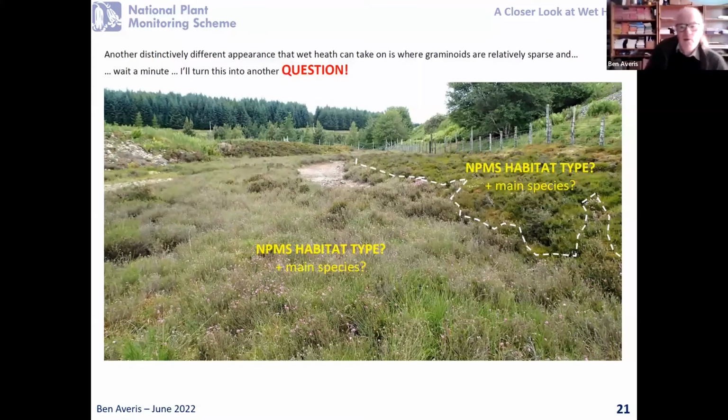So good, well done. Next picture, thinking about different appearances again, is where there's not so much in the way of graminoids. Again, I was just about to write it and I thought, hey, make it into a question and see what people say. So I've written the questions there. What's the habitat type and the main species for each of those two zones, to the left and to the right of the white dashed line? Again, a few moments to ponder on that.